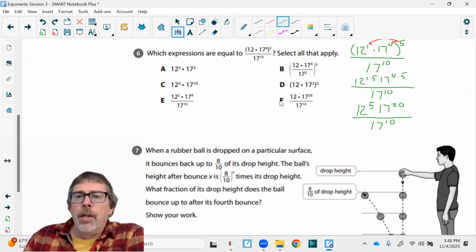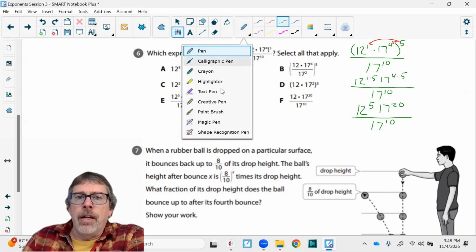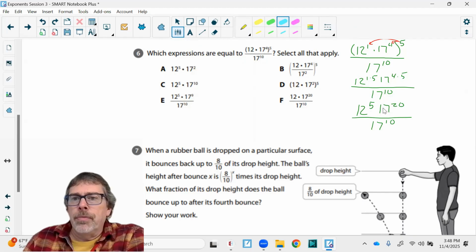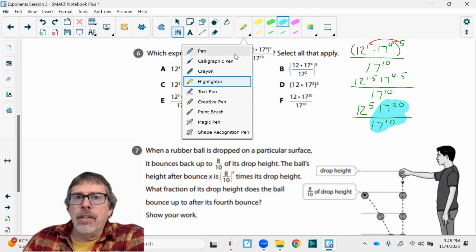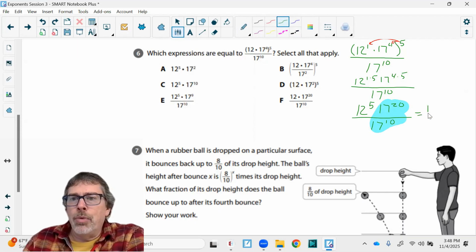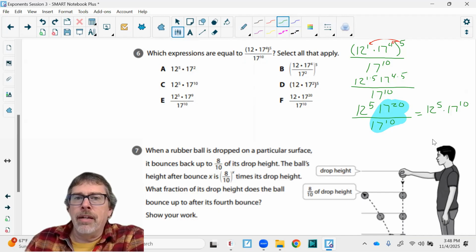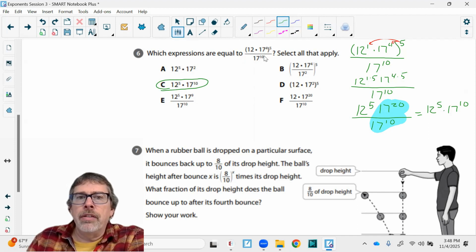Okay. So now what I can do is simplify this further. I have a 17 to the 20th and a 17 to the 10th. So this can equal 12 to the 5, and the rule for division is subtract. So that's going to be times 17 to the 20 minus 10, or 17 to the 10. So 12 to the 5 times 17 to the 10 is an equivalent expression to the original.